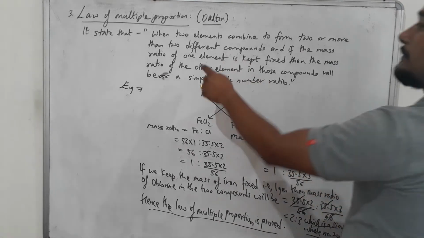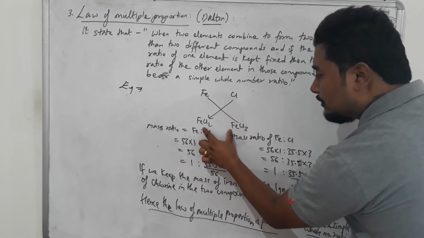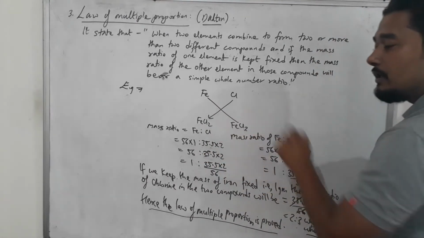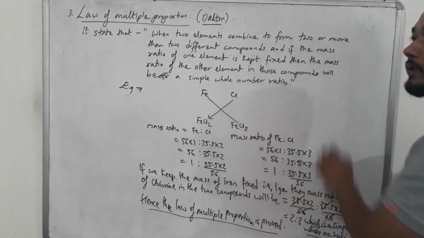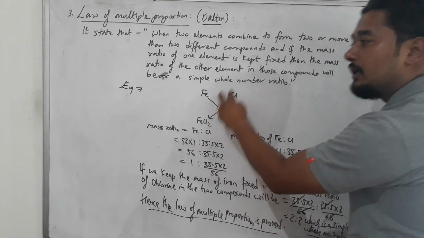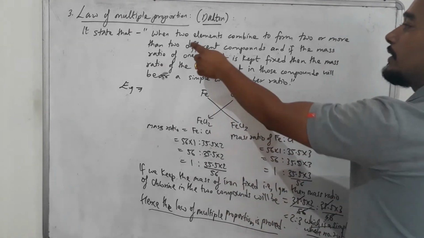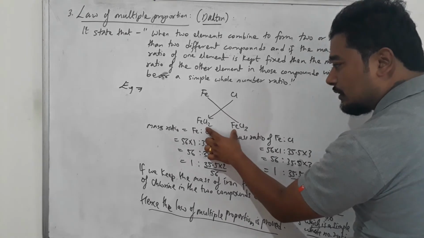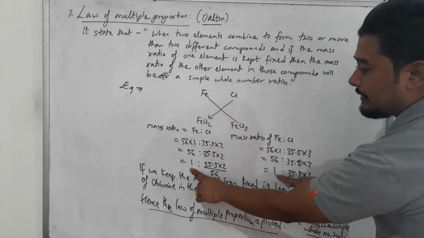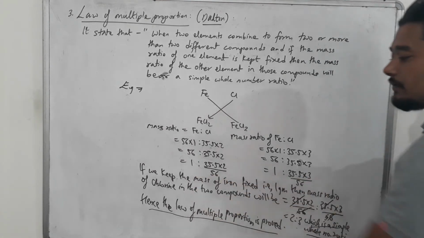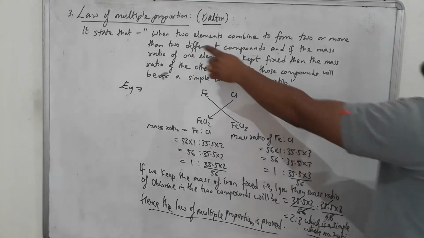So now check the statement. When two elements combine to form 2 or more than 2 compounds, right now in this example I have given you only 2 compounds, but sometimes they may form more than 2. If you take any other 2 elements, they may form more than 2 compounds. Right now it is forming only 2. So when 2 elements combine to form 2 or more than 2 different compounds, in which if you keep the mass of one element fixed, then the mass ratio of the other element in those compounds will be a simple whole number ratio. So you can see the statement.